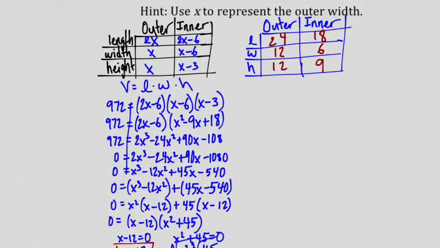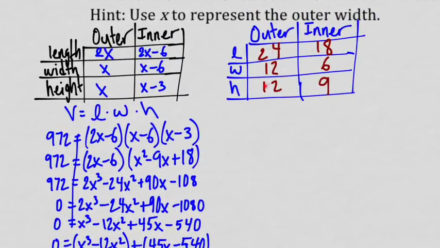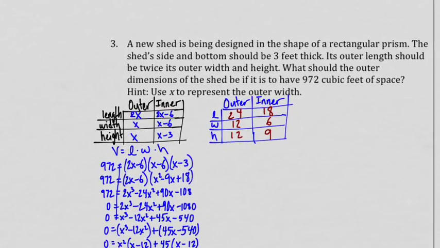So I went back to my table, and I actually figured out everything. That's what this table is. If x equals 12, this is 2 times 12, 24; 12; 12; 24 minus 6, which is 18; 12 minus 6, which is 6; and 12 minus 3, which is 9. They only wanted the outer, right? What should be the outer dimensions of the shed? So these are the ones they wanted. But I did that just to check.